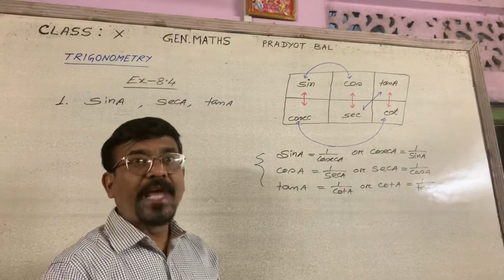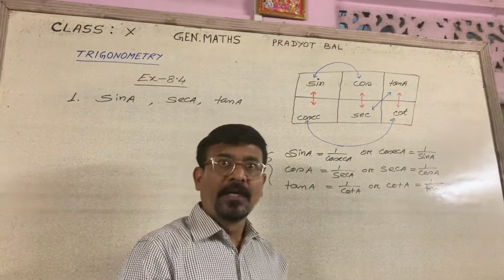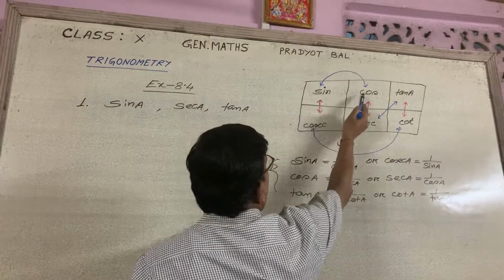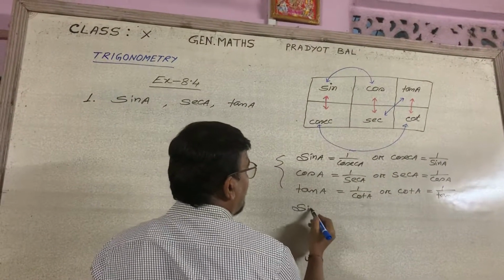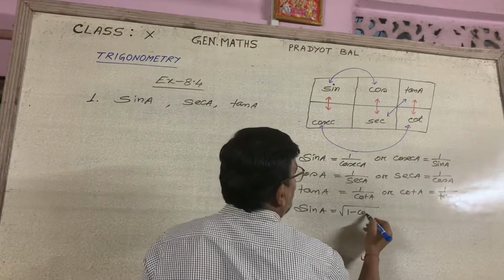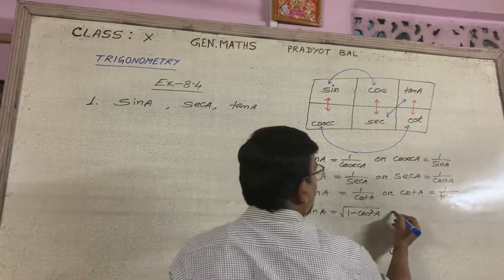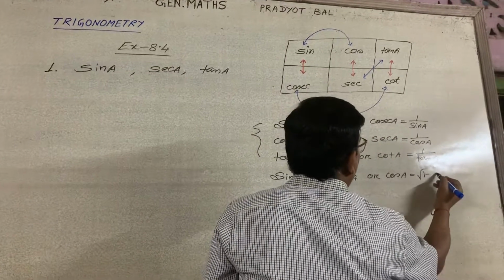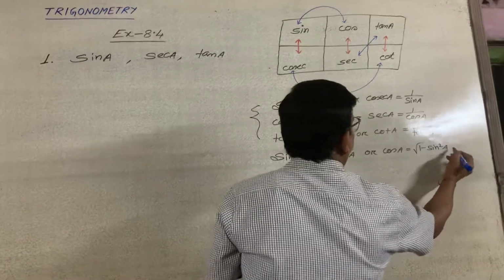Now, what can we have from the blue rods? Let's proceed. In blue rods, first is sine and cos. That means sine A is equal to root over 1 minus cos square A, or you can have cos A is equal to root over 1 minus sine square A.